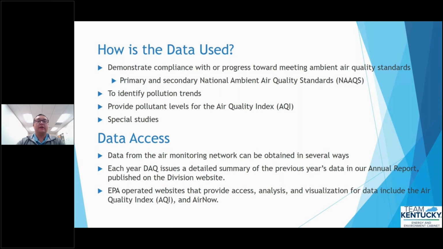Lastly, we also report our data and pollution levels for the Air Quality Index, or AQI, which I'll talk about in more detail shortly. The data we collect can be accessed several different ways. Each year, the division issues a detailed summary of the previous year's data in our annual report, which can be obtained on our website. We also report our data to the EPA-operated websites that provide access, analysis, and visualization for data like the AQI and AirNow.